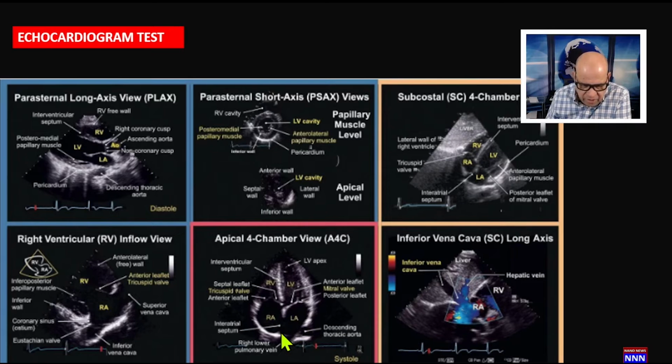Interatrial septum, which more often than not looks like a dropped shadow. That's because the beam is going parallel to the wall and the septum is very thin. Right atrium, then we have the right ventricle, and this is the crux of the heart.